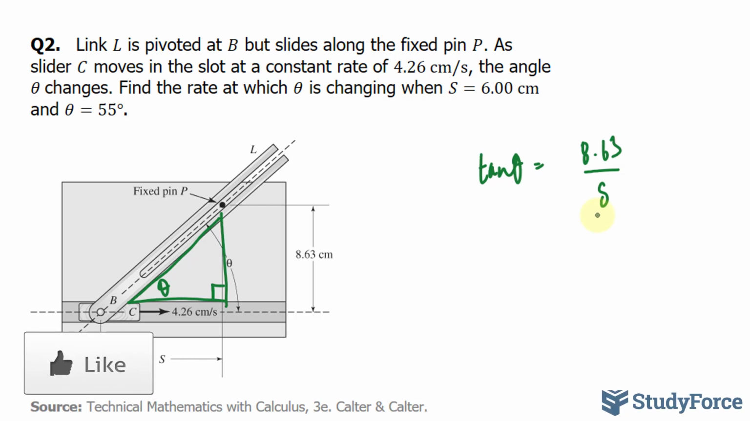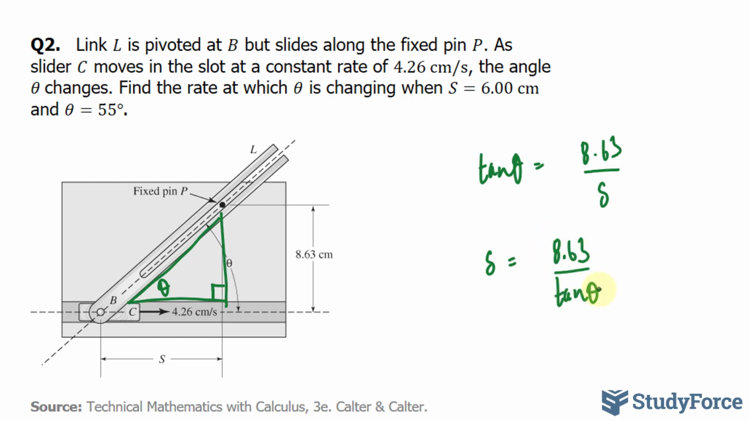What we can do from here is solve for S and then take the derivative with respect to time. Because if we do that, then we can substitute 4.26 with ds over dt. Let me show you what I mean. So let's solve for S. We end up with S is equal to 8.63 over tangent theta. Like I said earlier, if we take the derivative now with respect to time, then we can start substituting many important pieces of information here.